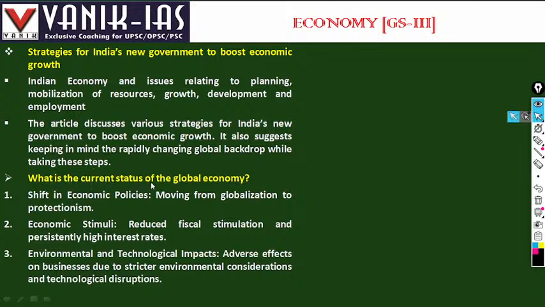What is the current status of the global economy? Shift in economic policy, moving from globalization to protectionism, reduced fiscal stimulus, and persistently high interest rates. Environmental and technological impact: adverse effect on business due to stricter environmental considerations and technological disruption.